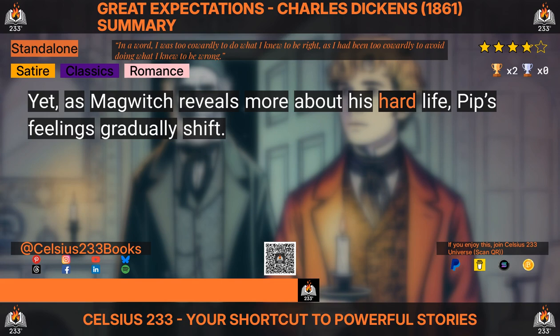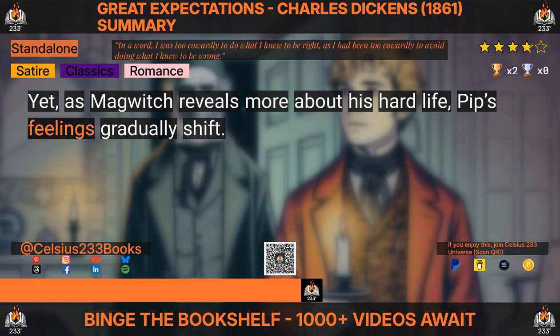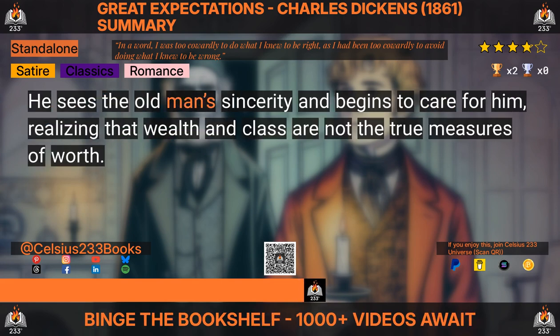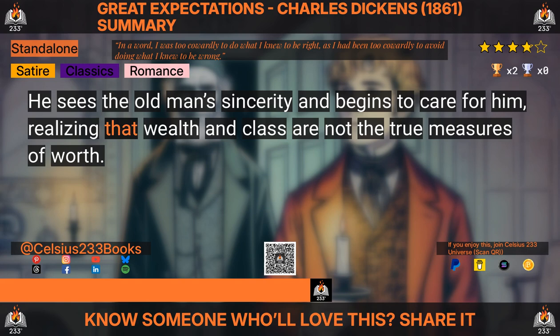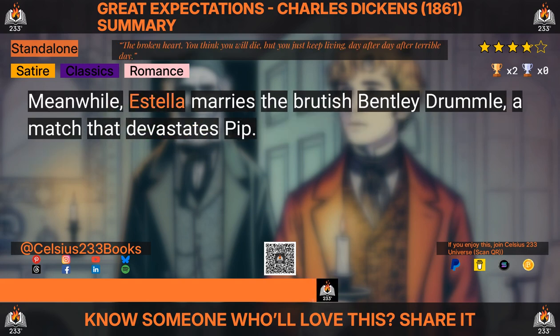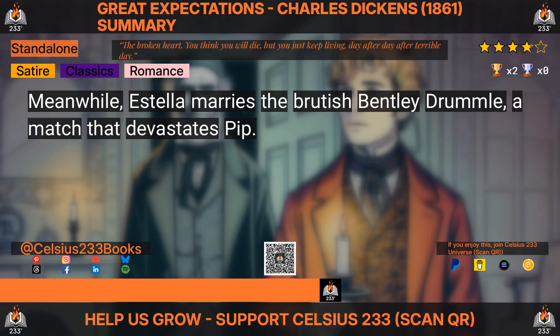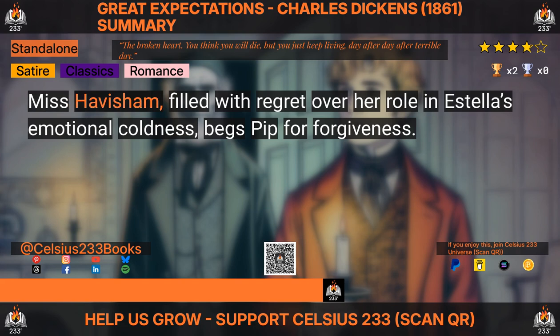Yet, as Magwitch reveals more about his hard life, Pip's feelings gradually shift. He sees the old man's sincerity and begins to care for him, realizing that wealth and class are not the true measures of worth. Meanwhile, Estella marries the brutish Bentley Drummle, a match that devastates Pip.